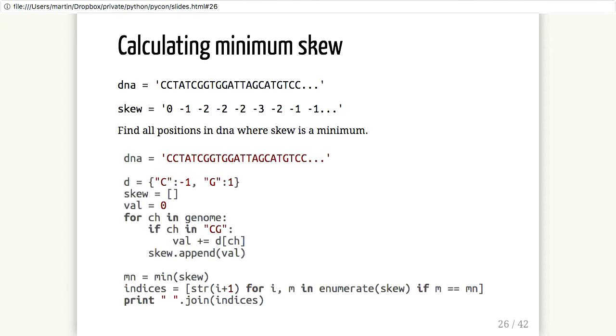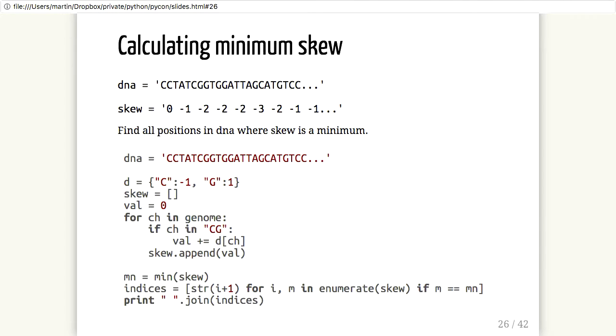Okay, we've got 2 more examples. This one is calculating what they call minimum skew. So earlier we said areas rich in CG are interesting. It turns out that if the ratio of C's to G's is high, so we've got a lot of C's close together, it's even more interesting.